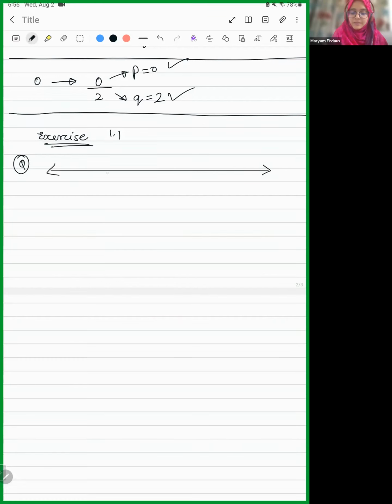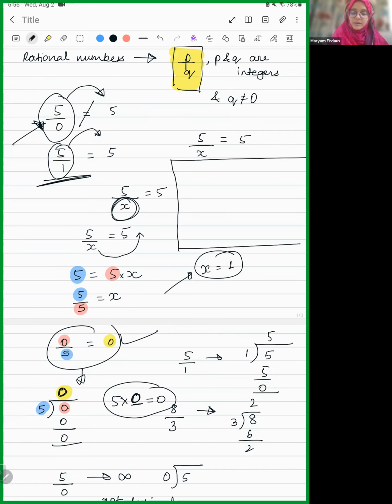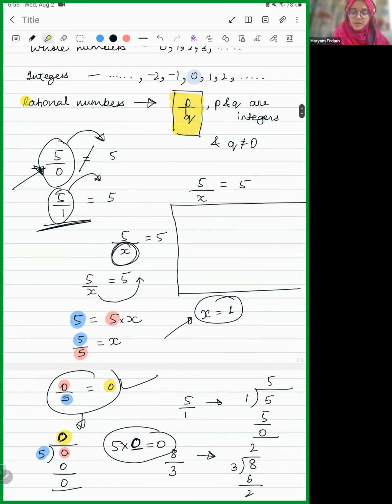We have 0, 1, and 2. One more thing about rational numbers is that they are fractions. They are called rational numbers because of this part, ratio. And we know that ratio means it's a fraction, like the ratio of 2 is to 5 is 2 by 5. So fractions are basically rational numbers.